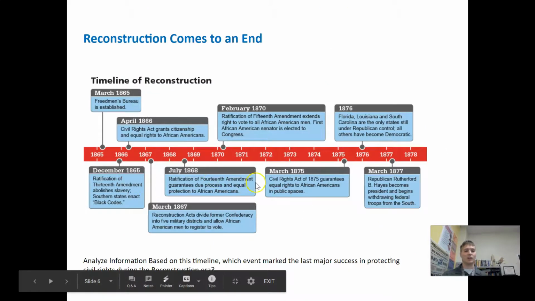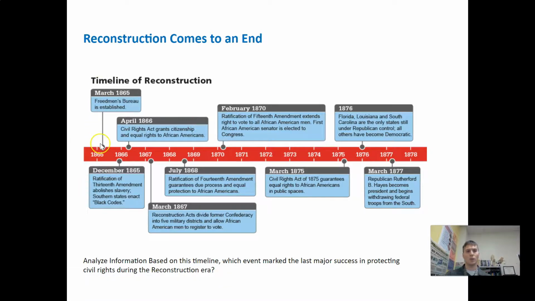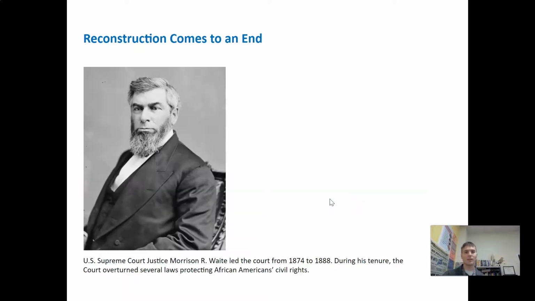And you guys can check out this timeline. You can pause this video to take a look at it when you want to see where it all started back in 1865 at the end of the Civil War, all the way to 1877 when Rutherford B. Hayes puts out that compromise and officially ends the Reconstruction era.